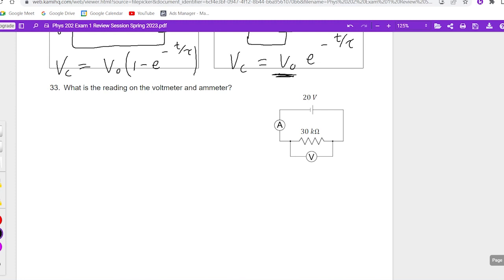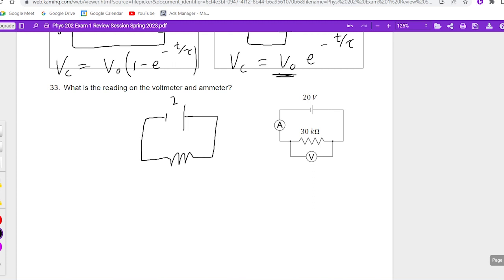What is the reading on the voltmeter and the ammeter? Remember, a voltmeter just measures voltage, ammeter measures current. It looks like we're in the right configuration here because the voltmeter's in parallel, like we said, and the ammeter is in series, like we said. So what I'm going to tell you is it's as if they're not even there.